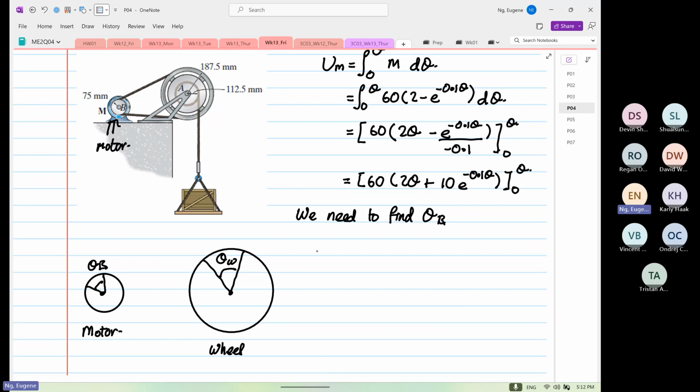So we know the distance moved by the weight, or by the crate, is equal to 1.5 meters, right? So sorry, I think I got this wrong. Okay, so rotation of the reel, can you change this, please? Right.